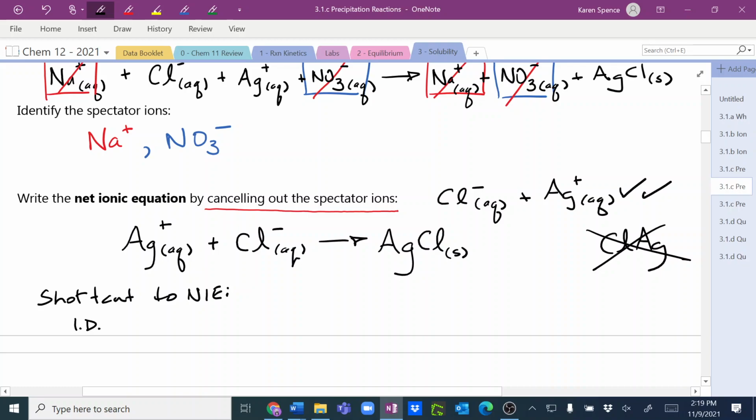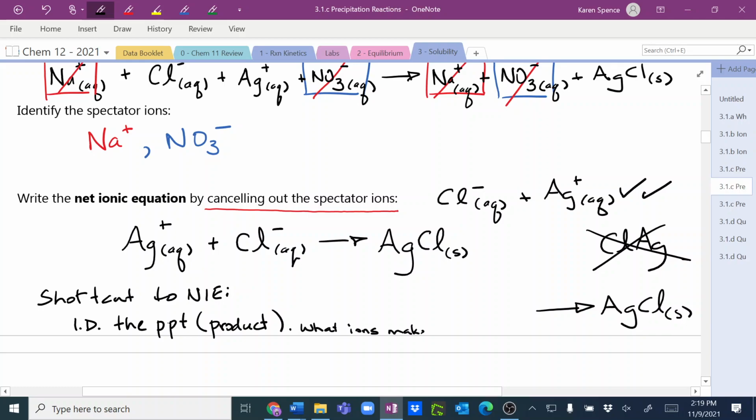identify, so ID, the precipitate, that's going to be your product. So you're going to say, okay, my precipitate is AgCl solid. And then you say, what ions do I need to make that? Well, what ions make AgCl? Ag plus and Cl minus. All done.